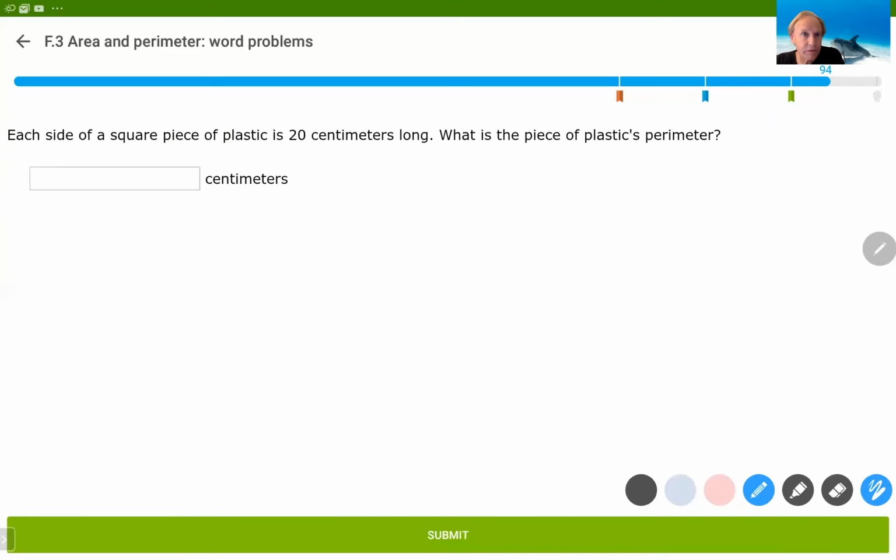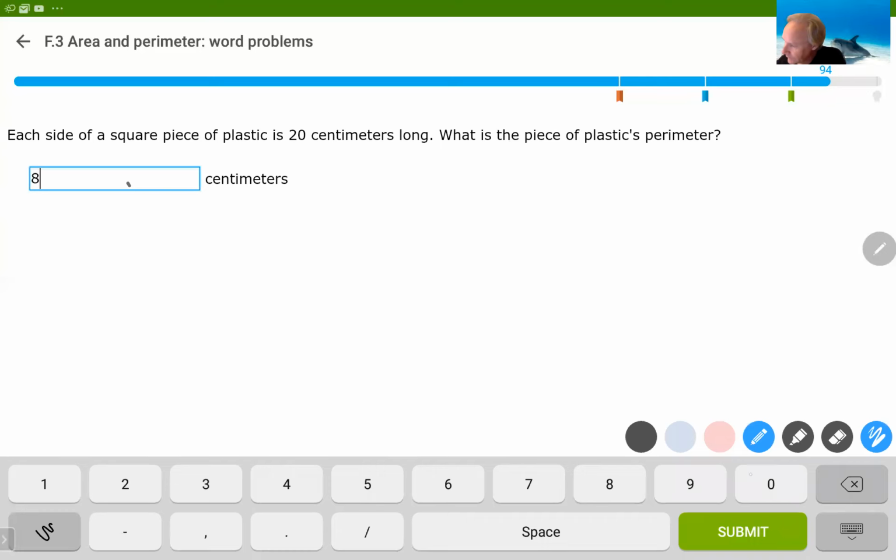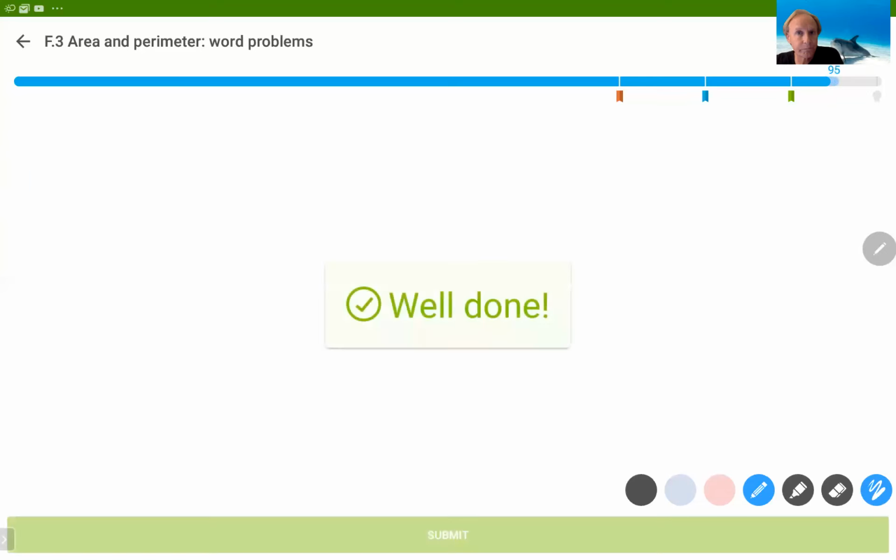Each side of a square piece of plastic is 20 centimeters long. What is its perimeter? That's going to be 80. Got to read the question.